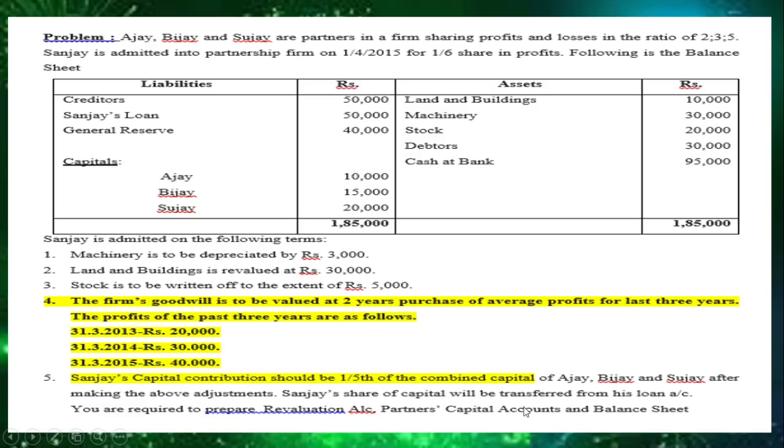Sanjay's share of capital will be transferred from his loan account. Already we have Sanjay's loan account in our partnership firm. So the amount that should be contributed by Sanjay will be transferred from the loan account itself.